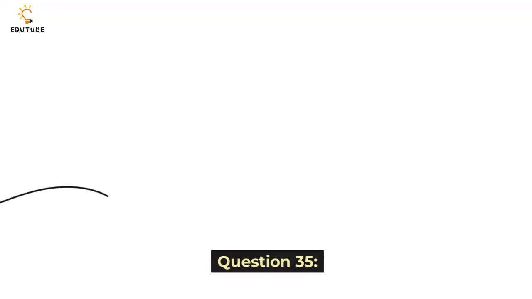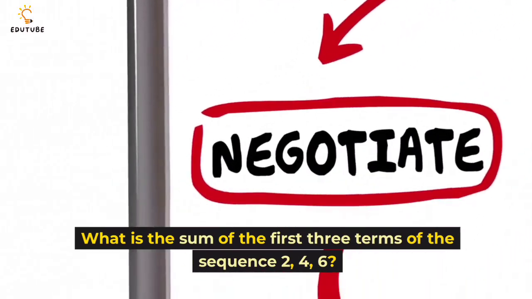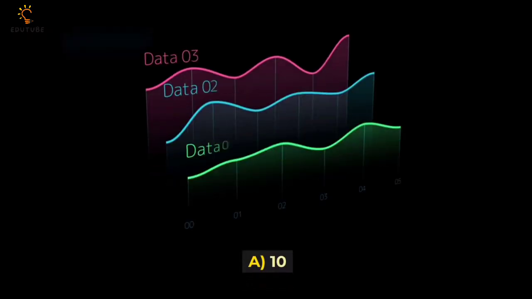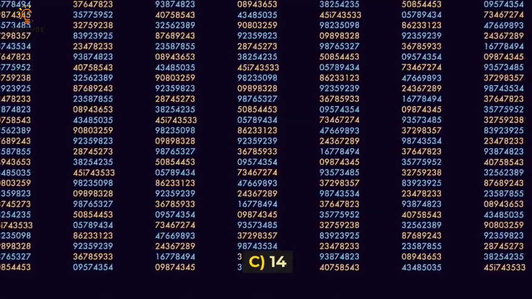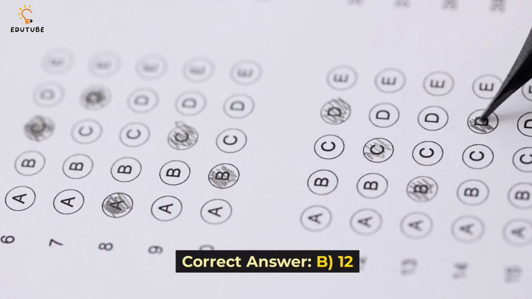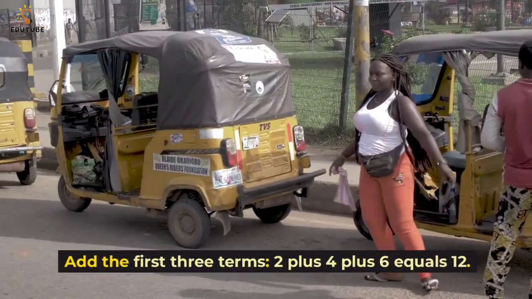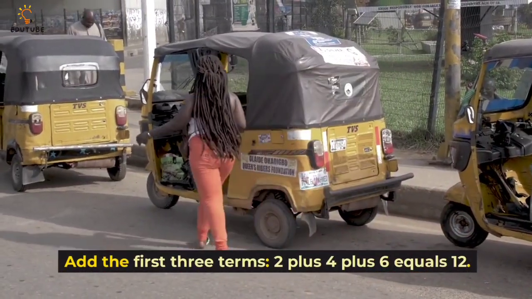Question 35. What is the sum of the first three terms of the sequence 2, 4, 6? A. 10. B. 12. C. 14. D. None of the above. Correct answer: B. 12. Explanation: Add the first three terms. 2 plus 4 plus 6 equals 12.